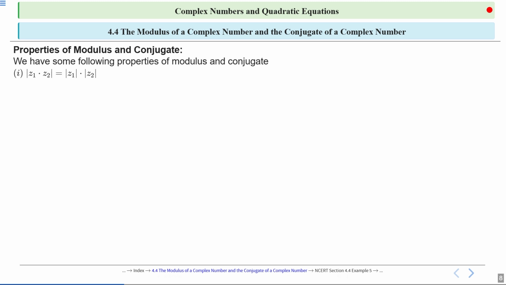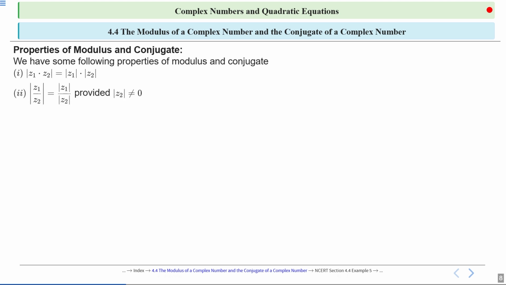This means that the modulus or absolute value of the product of two complex numbers is equal to the product of their individual moduli. In other words, multiplying two complex numbers and then taking the modulus gives the same result as taking the modulus of each number first and then multiplying those values together.